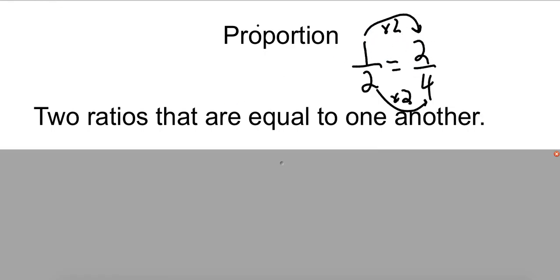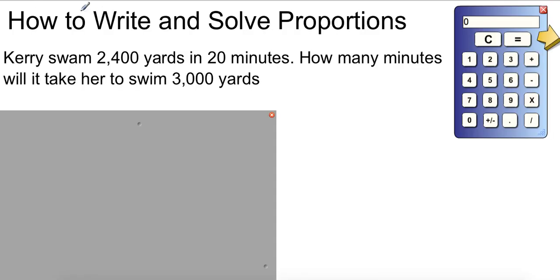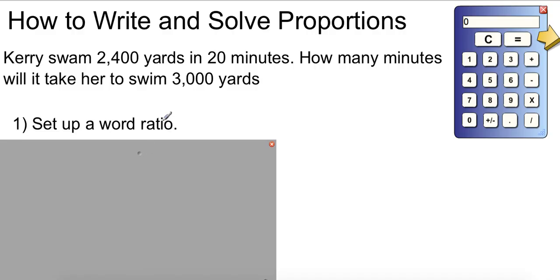Now let's go on to write our first proportion. So our first story states that Carrie swam 2,400 yards in 20 minutes. How many minutes will it take her to swim 3,000 yards? So the first thing we'll need to do is we actually need to write a word ratio. So that way I'm keeping all of my data and all of my information in the correct order. So what I'm going to do is I'm going to compare the number of yards to the number of minutes that they swam.